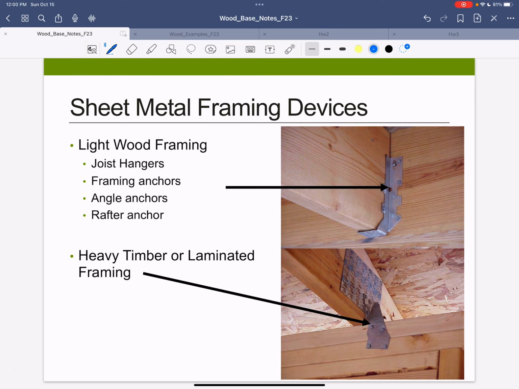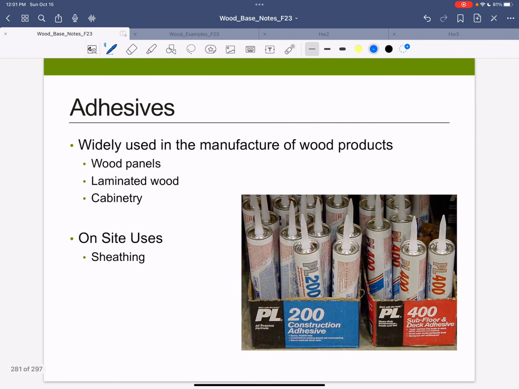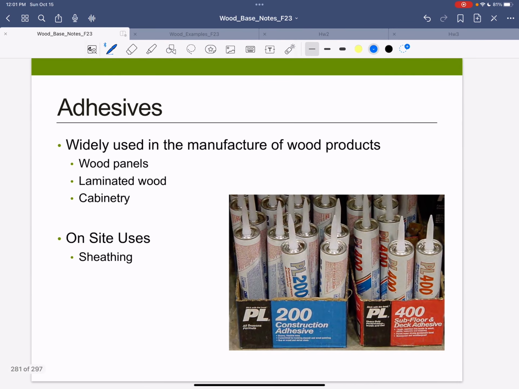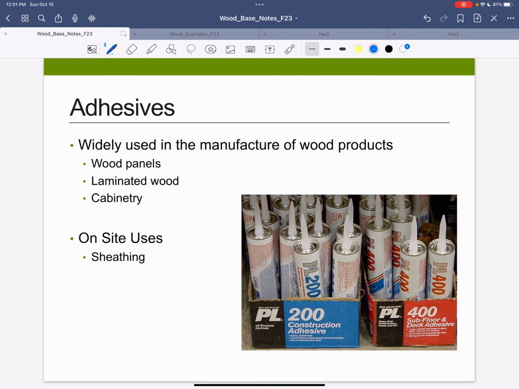Sheet metal, there are different devices made of sheet metal. These are really common, these kind of framing anchors. If you look in your rafters or if you look above the drop ceilings in a house or in a porch or something, you'll see these types of connections, particularly for these big framing members. Here's one that's framing in, but then also has a hold down. And then finally, adhesives. We use those a lot, obviously, in glulams and things like that. But they're also handy for sheathing and some other on-site uses.